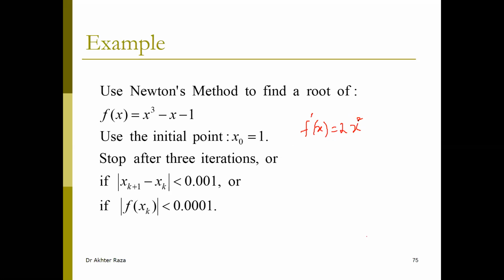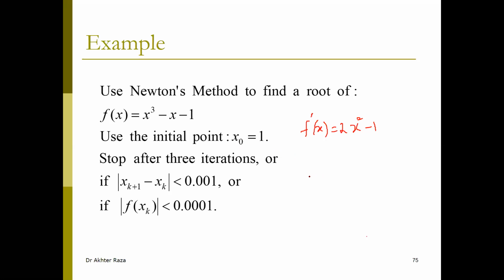2x square minus the derivative of x is 1 and the derivative of 1 is 0. So 2x square minus 1 is the derivative. x cube minus x minus 1 is the function, and the initial guess is given to you, and that initial guess is x0 is equal to 1.